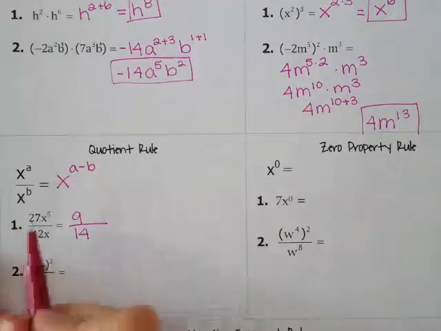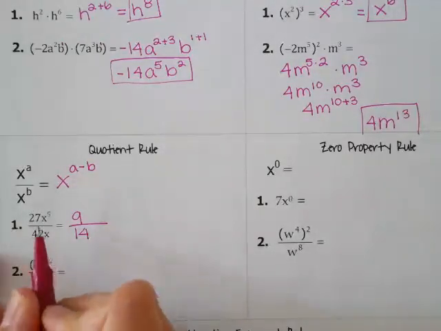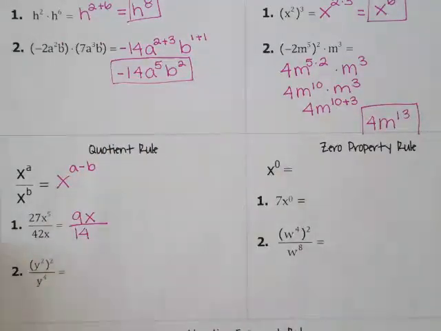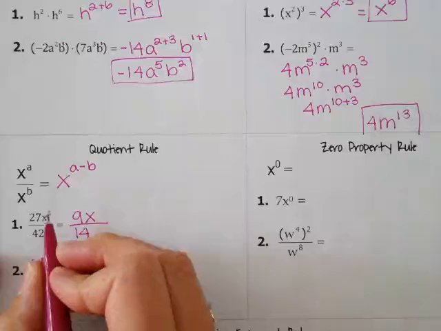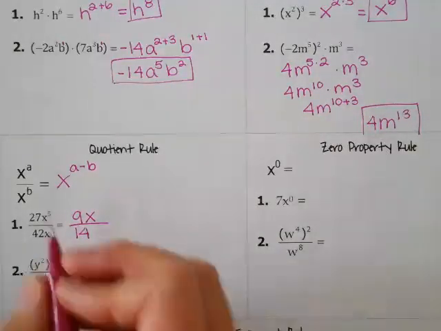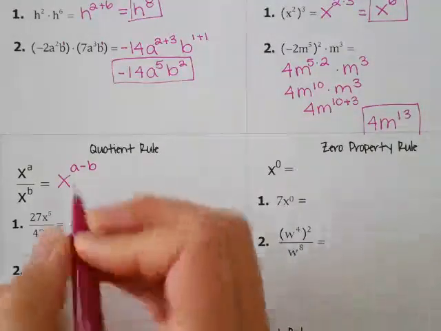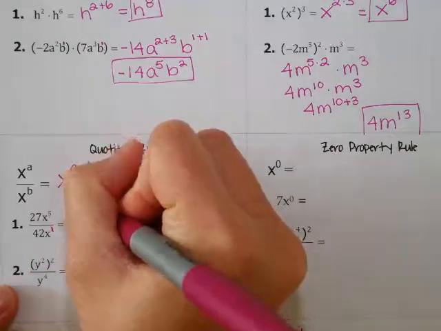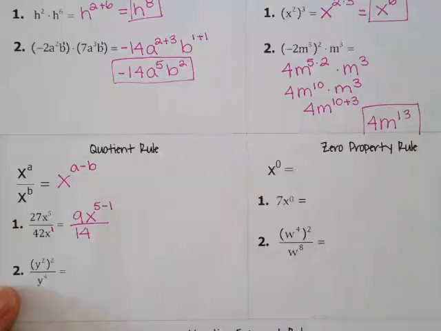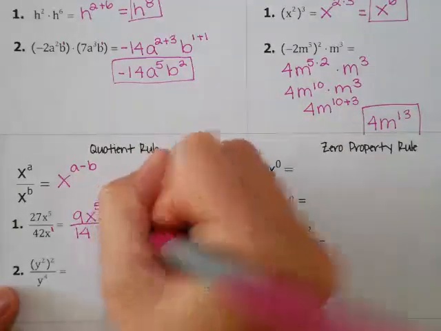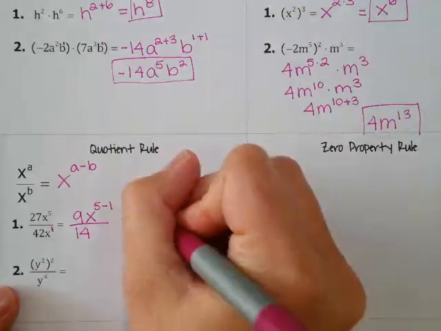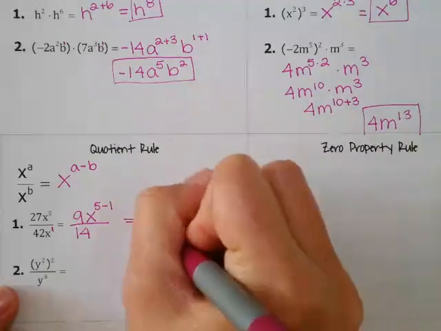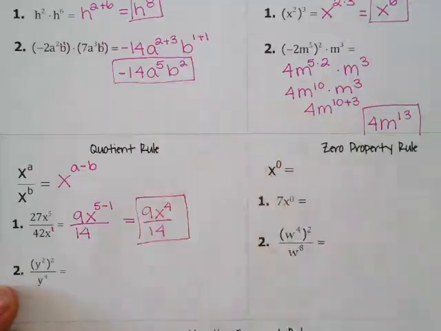Again, when we have our quotient rule, I want to keep my variable in the numerator. So I'm going to bring that x next to the 9, and then we subtract our exponents together. Remember, if there's not an exponent, it's a 1. So our numerator exponents are now going to be 5 minus 1. So if we simplify this, this is going to be 9x to the 4th, all divided by 14 is our answer.